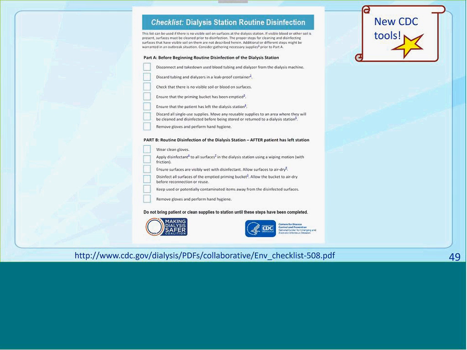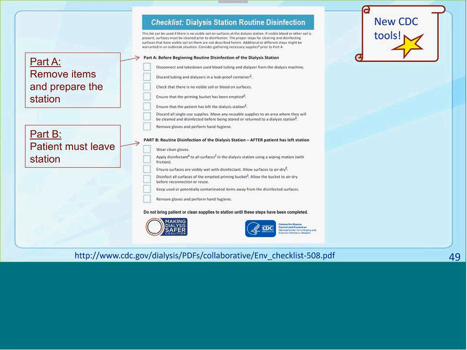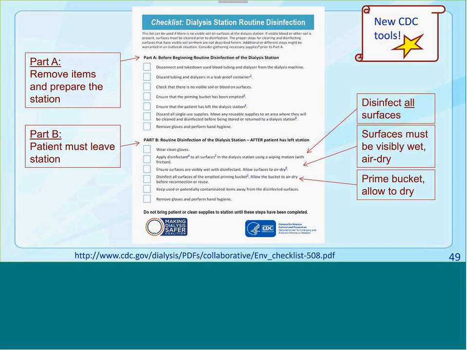And then take a look at, if you're not already using it, the checklist for the routine disinfection of the station. Keep in mind that this is broken into two parts. Part A is where you remove the items and prepare the station. And for part B, to complete this, the patient must have left. So this is a true disinfection of the station after the patient has left. All those surfaces need to be visibly wet and allowed to air dry. The bucket is something that I see repeatedly missed time and time again. And then obviously you need to wait and not bring that setup to the station until all things are dry and everything is finished.